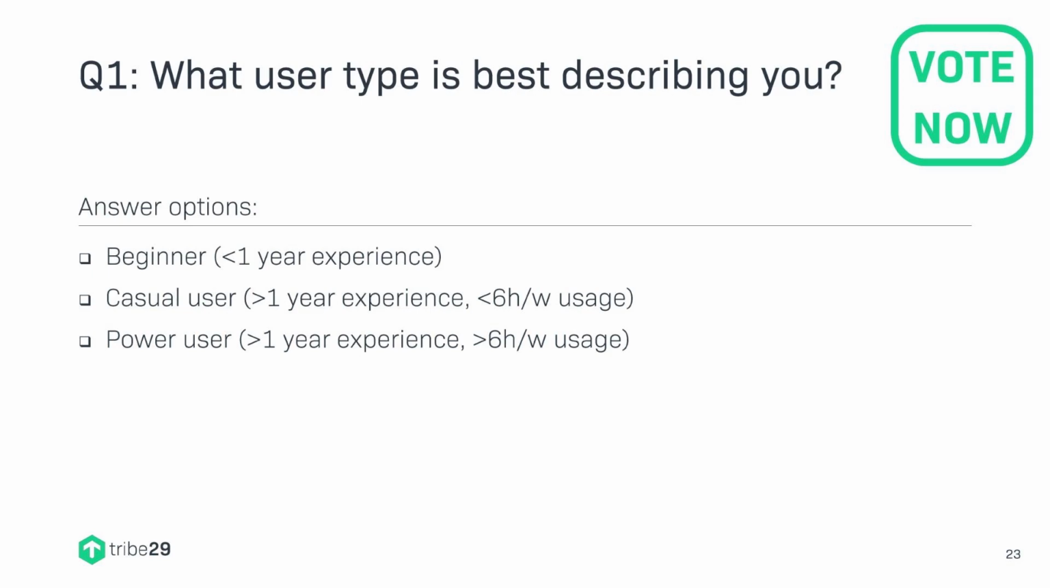So if you are all power users, of course you don't care about a basic mode, but maybe it's still necessary for some people. So if you are a beginner and have been using Checkmk for less than a year, would be that. A casual user is somebody with some experience, but using Checkmk for less than 6 hours a week. And power users are the ones with experience and work with Checkmk for more than 6 hours a week. Please vote now.